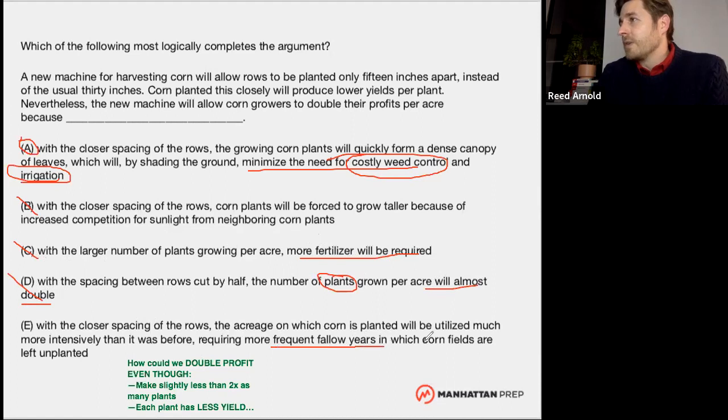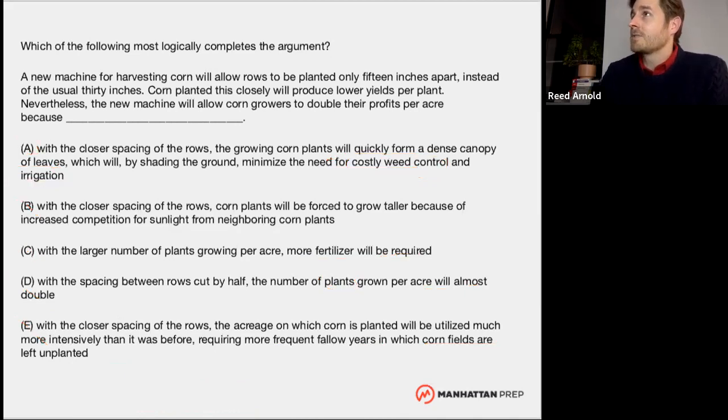Requiring more frequent fallow years in which cornfields are left unplanted, that seems bad. That seems to decrease profits. That's going to do the opposite of what we need the answer to do. So A is the one that shows, hey, we might cut costs.